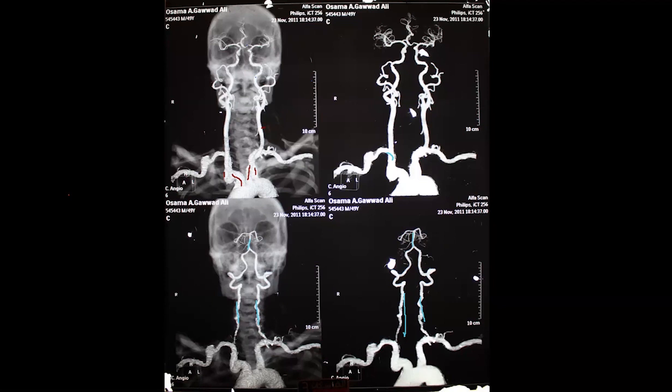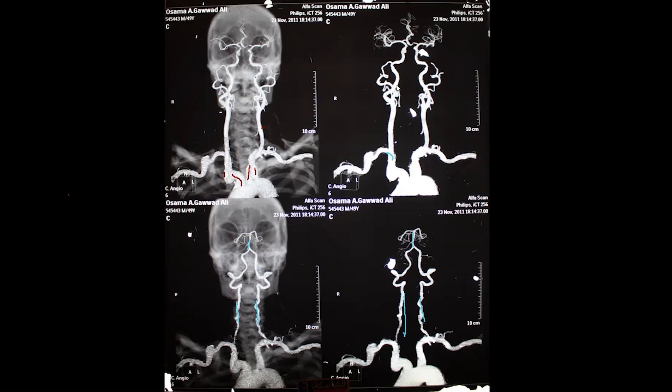Okay. So this shows the circulation to the brain. Sometimes it's called four vessel angiography. The brain obviously is supplied by four vessels: the two common carotids and the two vertebrals. At times you call that a four vessel angiography.